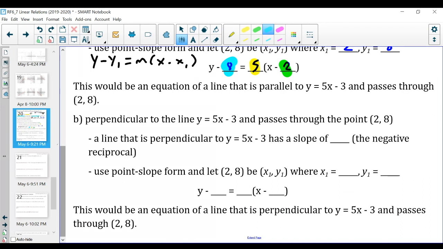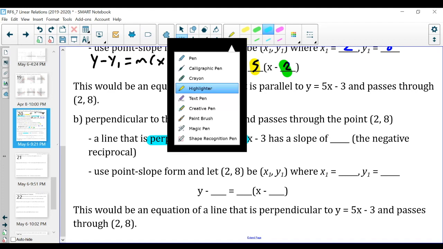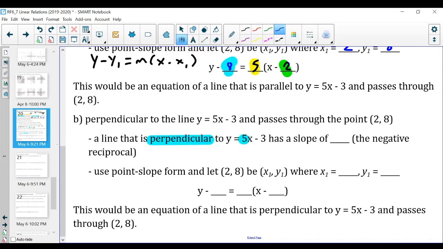In the second example, we're looking for another line that is perpendicular to y is equal to 5x minus 3, and it still passes through that same point, 2, 8. So we need to understand that a line that is perpendicular to this line, okay, so our original line has a slope of 5. That means that our negative reciprocal is going to end up being negative 1/5. So negative 1 over 5.